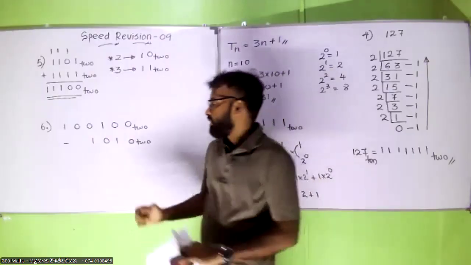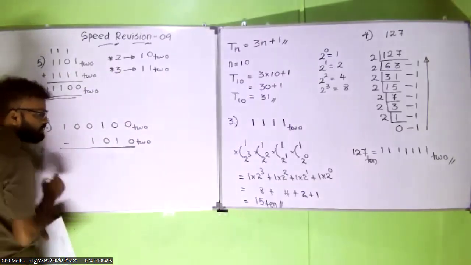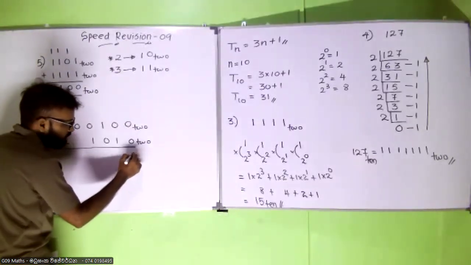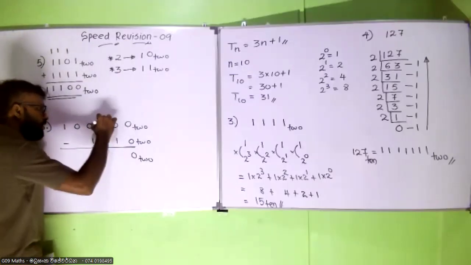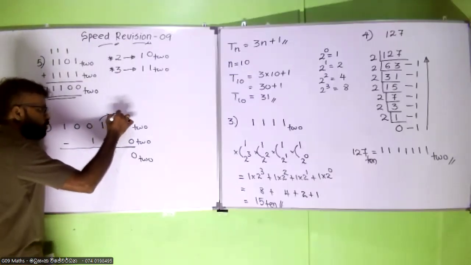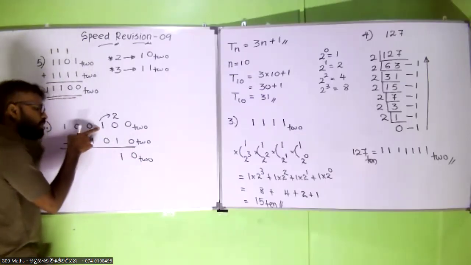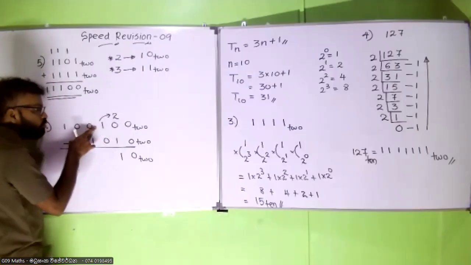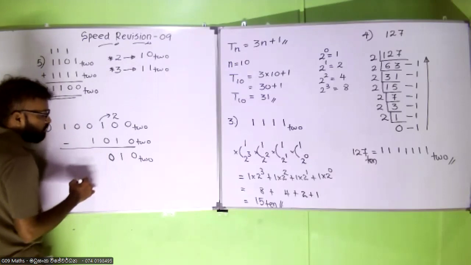Please align them. Otherwise you will get messed up. 0 minus 0, 0, base 2. 0 minus 1, you can't do, take 1 from here, it becomes 2. 2 minus 1, 1. Now here, previously you had 1, but now you have 0 because you have taken 2 there. So 0 minus 0, 0.